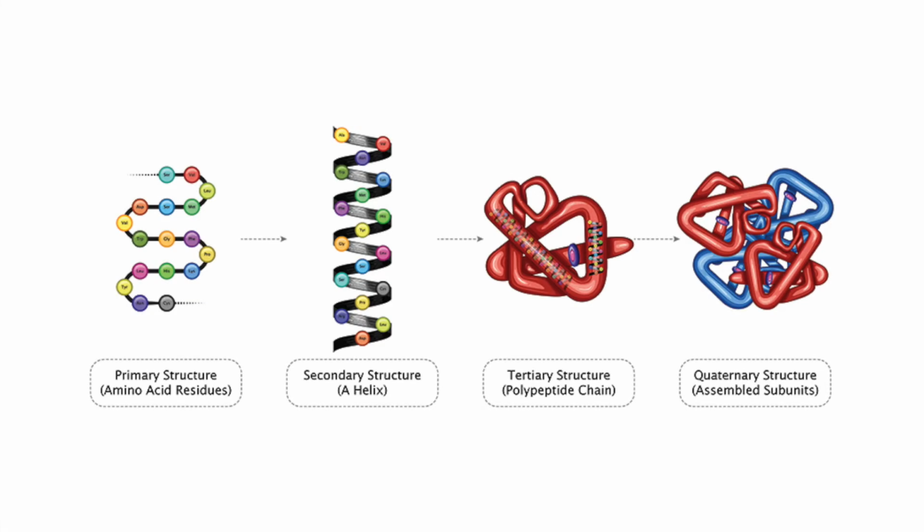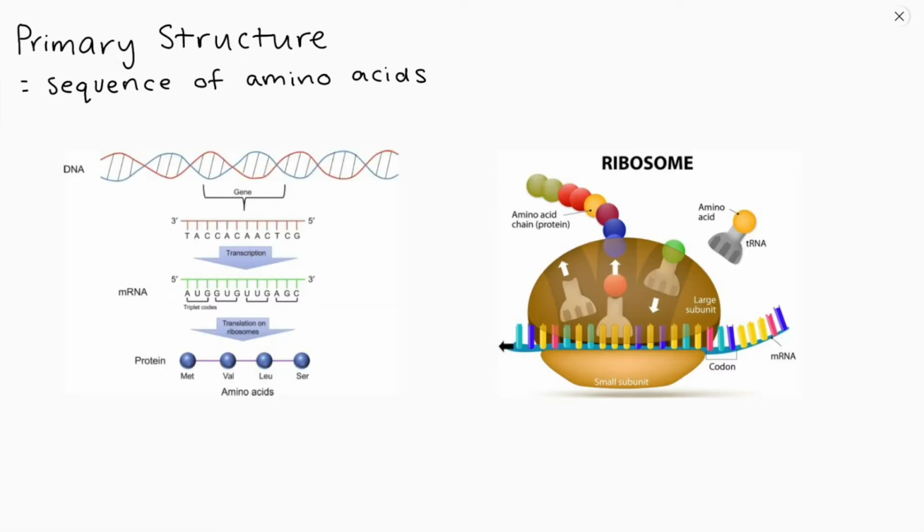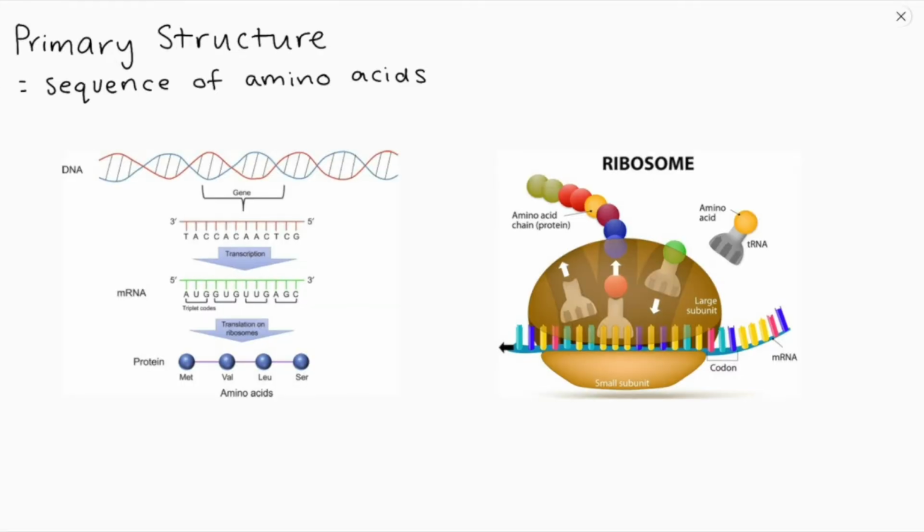The shape of a protein is made up of 4 levels of structure. The primary structure is a sequence of amino acids. This is controlled by DNA coding for protein synthesis. Primary structure ultimately determines the shape of a protein, and therefore its function.